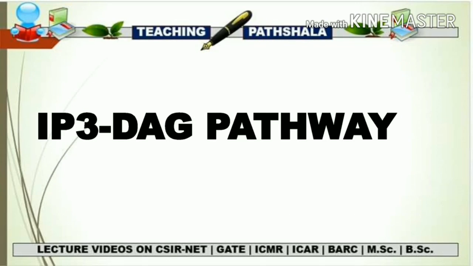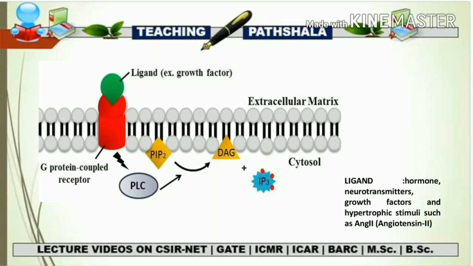Now we are going to start with the IP3-DAG pathway. This pathway will also include a receptor, which is mainly the GPCR. The full form of IP3 is inositol triphosphate and the full form of DAG is diacylglycerol.